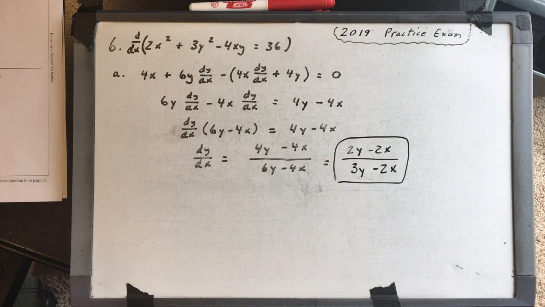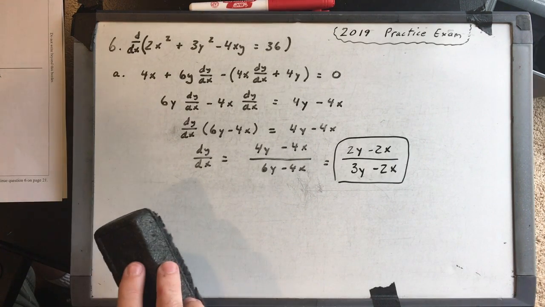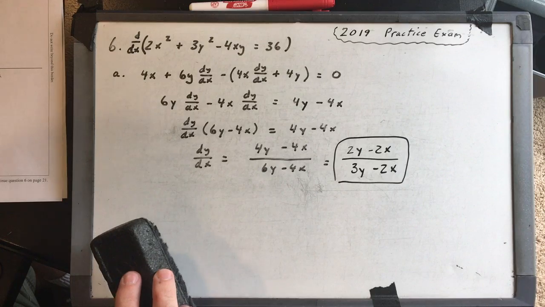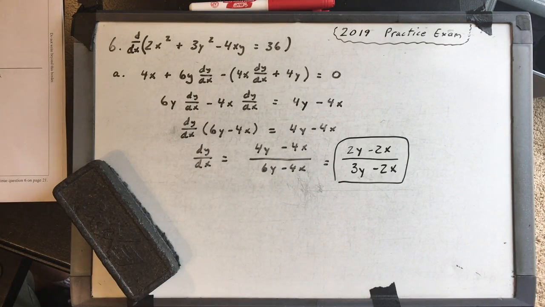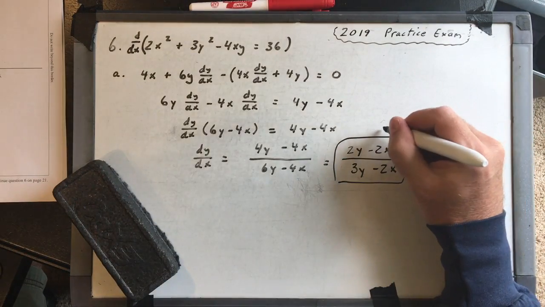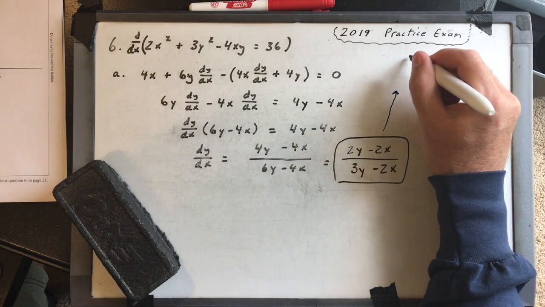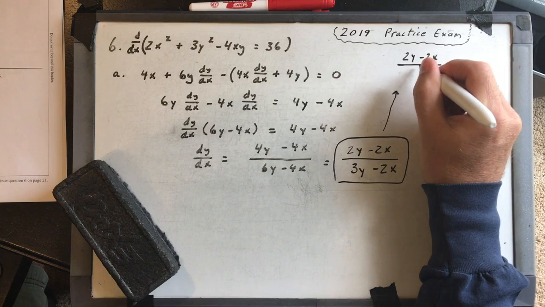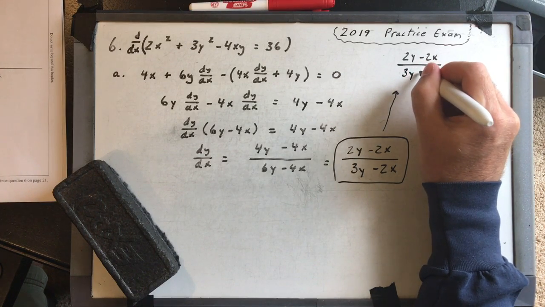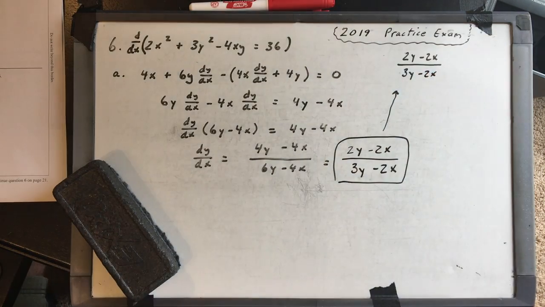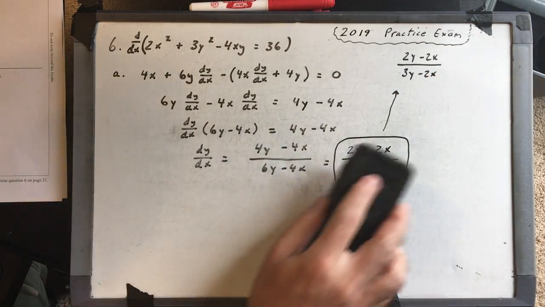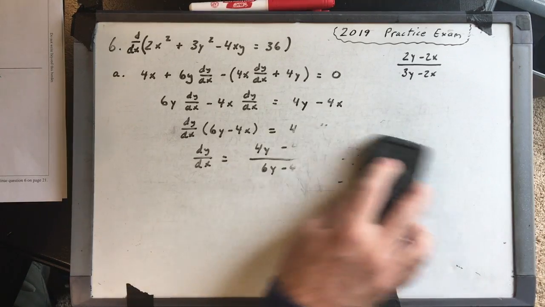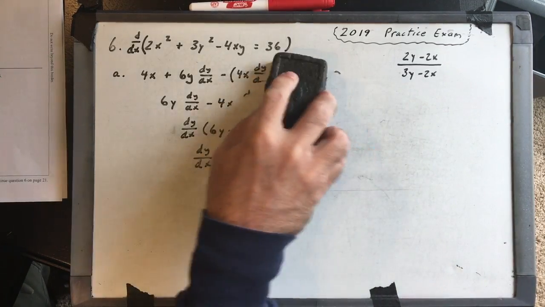Okay, so I'm going to erase this part and we will continue on. So for the next part, we do need to use this. So I'm going to rewrite this up here: (2y minus 2x) over (3y minus 2x). That'll give us the slope of the tangent line. So we'll just leave that up there and refer to that.